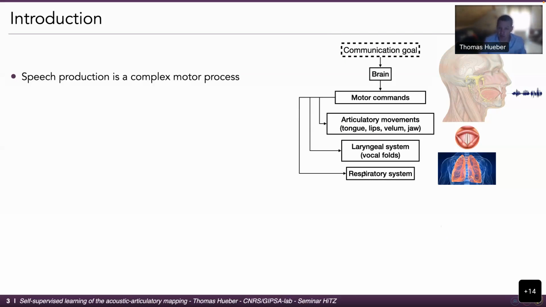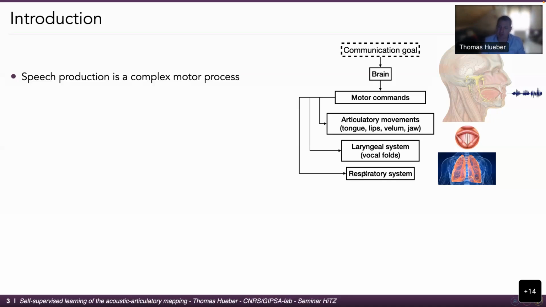And this airflow coming from the respiratory system will go through the larynx and will be shaped by the action of the vocal folds. Here we are not really into speech, more into voice, and then voice is transformed into the speech signal when it resonates in the vocal tract and the oral cavities. The acoustic properties of this cavity will be modulated by the movement of what we call the speech articulators, which are the tongue, lips, velum, and the jaw.